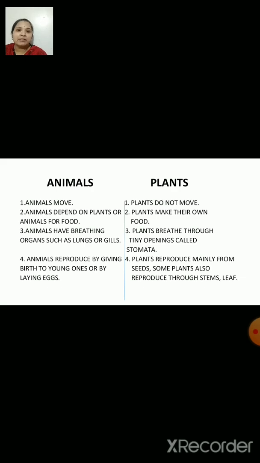What about plants? How do they reproduce? We have discussed that most of the plants reproduce with the help of the seeds, right? They reproduce by seeds. But few plants also reproduce through stem, roots, and leaves. In this way, these are the ways in which plants and animals differ from each other.